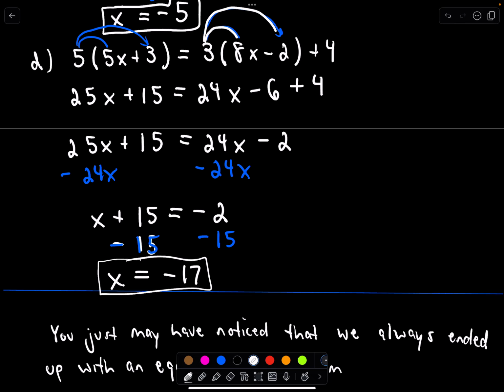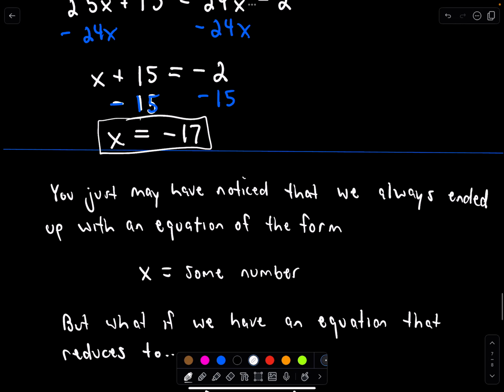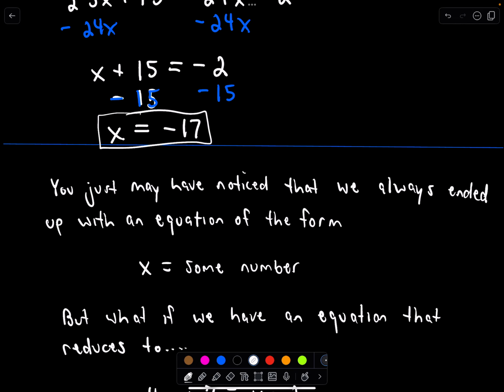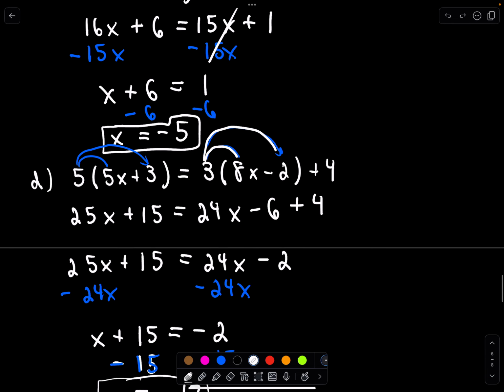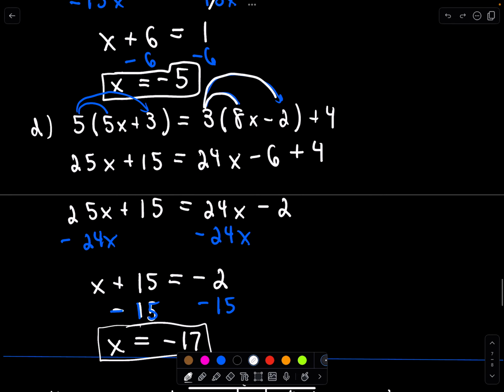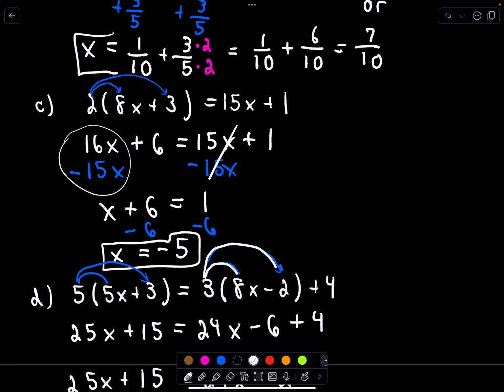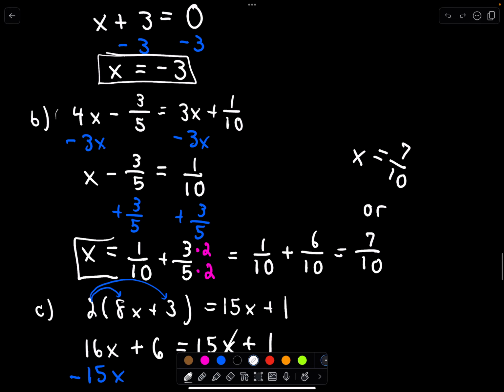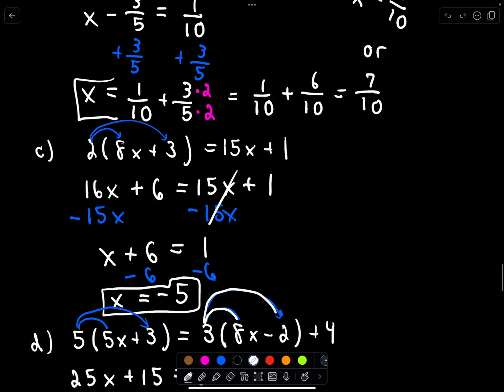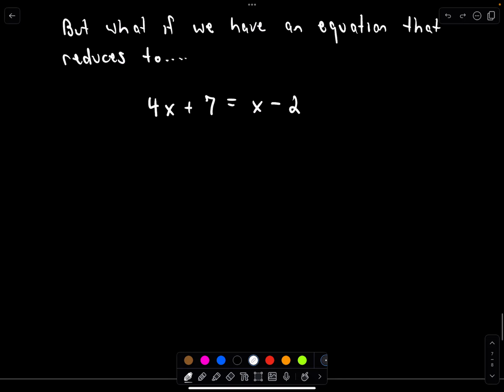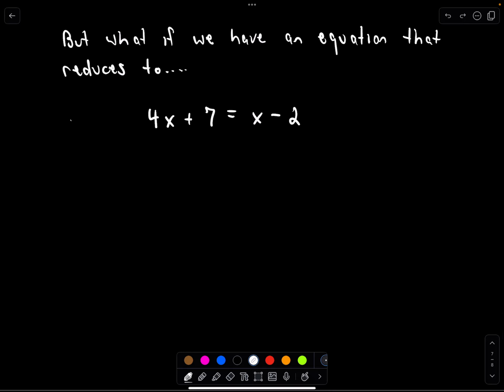Now, you may have noticed again, every single time, we always ended up with an equation of the form 1x equals just a number, right? Every time I simplified 25x minus 24x, hey, that's 1x. 16x minus 15x, that was 1x. 4x minus 3x, that was 1x. Okay, so all of these were set up in a very specific way. But what if we have an equation like this last one here?